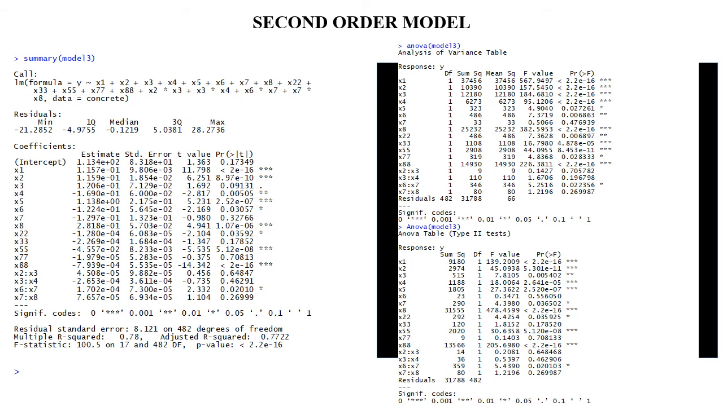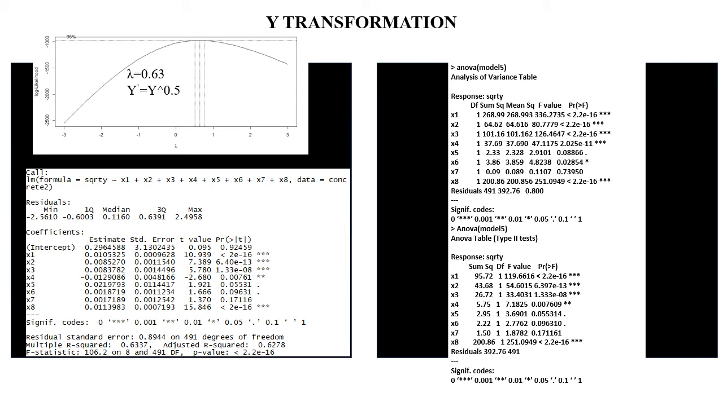Then this second-order model was tested without those predictors. Again, X7 seems not to have major impact, and also X23, X34, and X78. To transform Y, a Box-Cox was performed giving a lambda of 0.63. Then the transformation suggested is a square of Y. In this case, X5 seems not to have major impact on response Y, judging by the p-values.